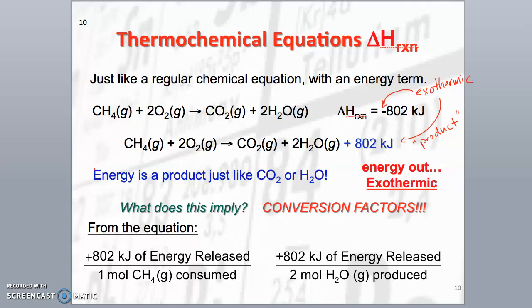Now what we've done is we've brought back reaction stoichiometry with an energy value. So I have 802 kilojoules is equal to 1 mole of CH4 for this reaction, or 2 moles of O2, or 2 moles of H2O. So this can be very useful to figure out how much energy is released when different quantities are used.